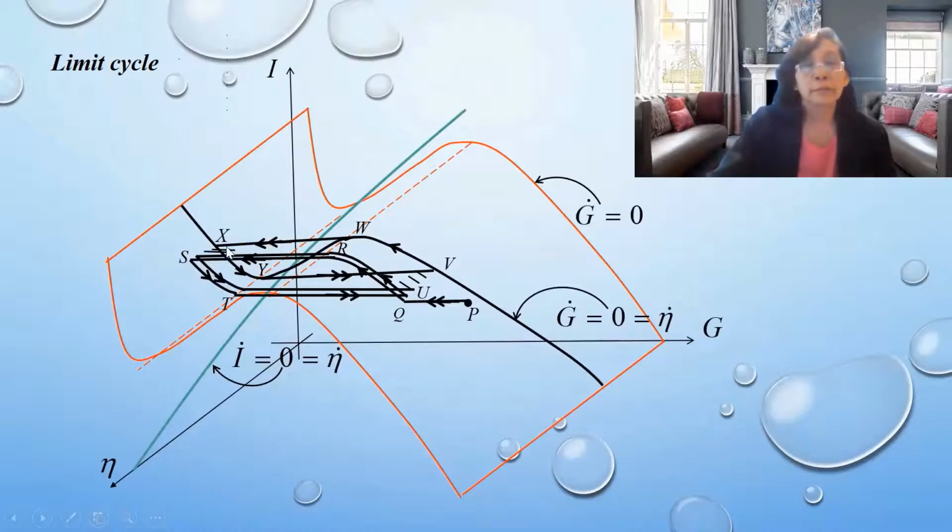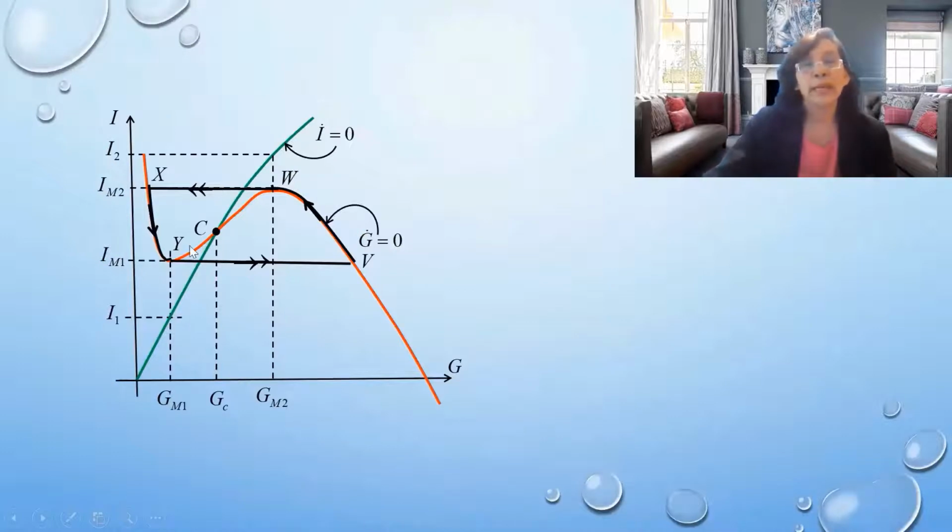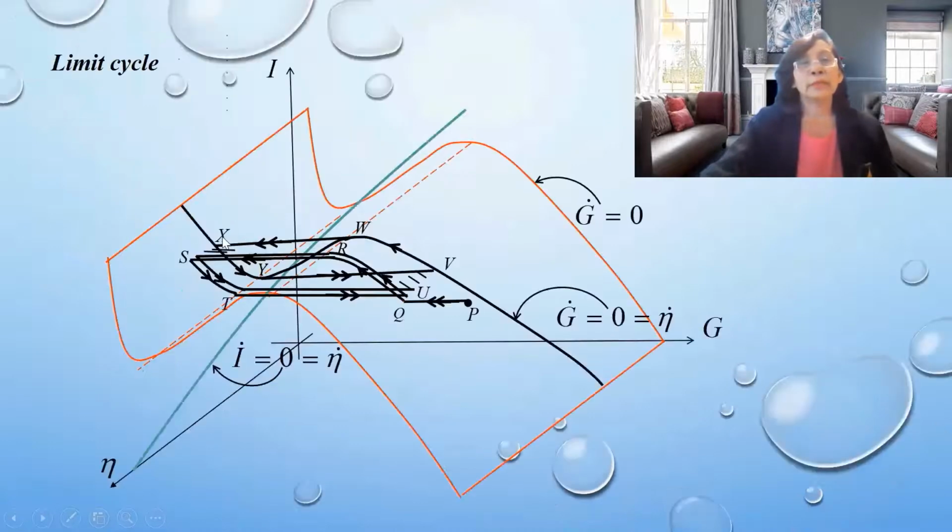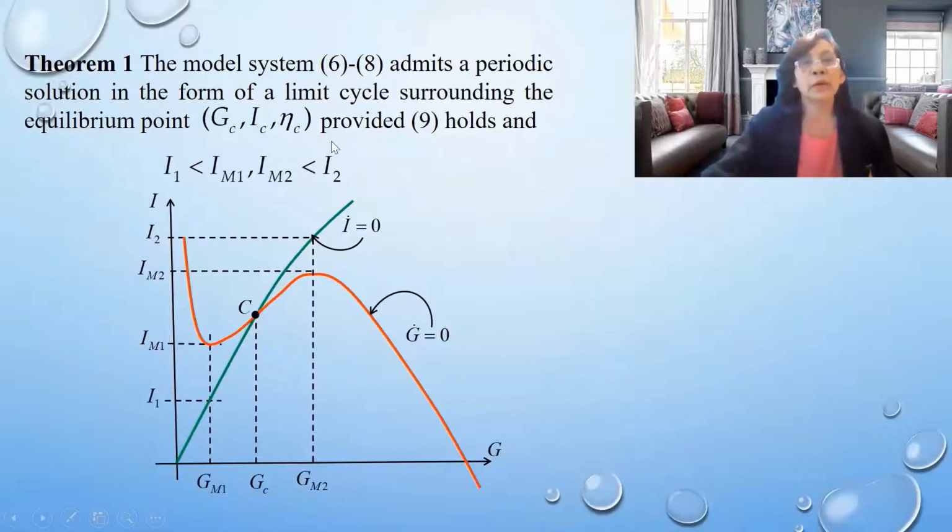This is the projection of this closed path onto the GI plane. You see that this happens because this curve intersects the fast manifold at the point C, which is on the part of the fast manifold which is unstable. This happens because these inequalities hold.